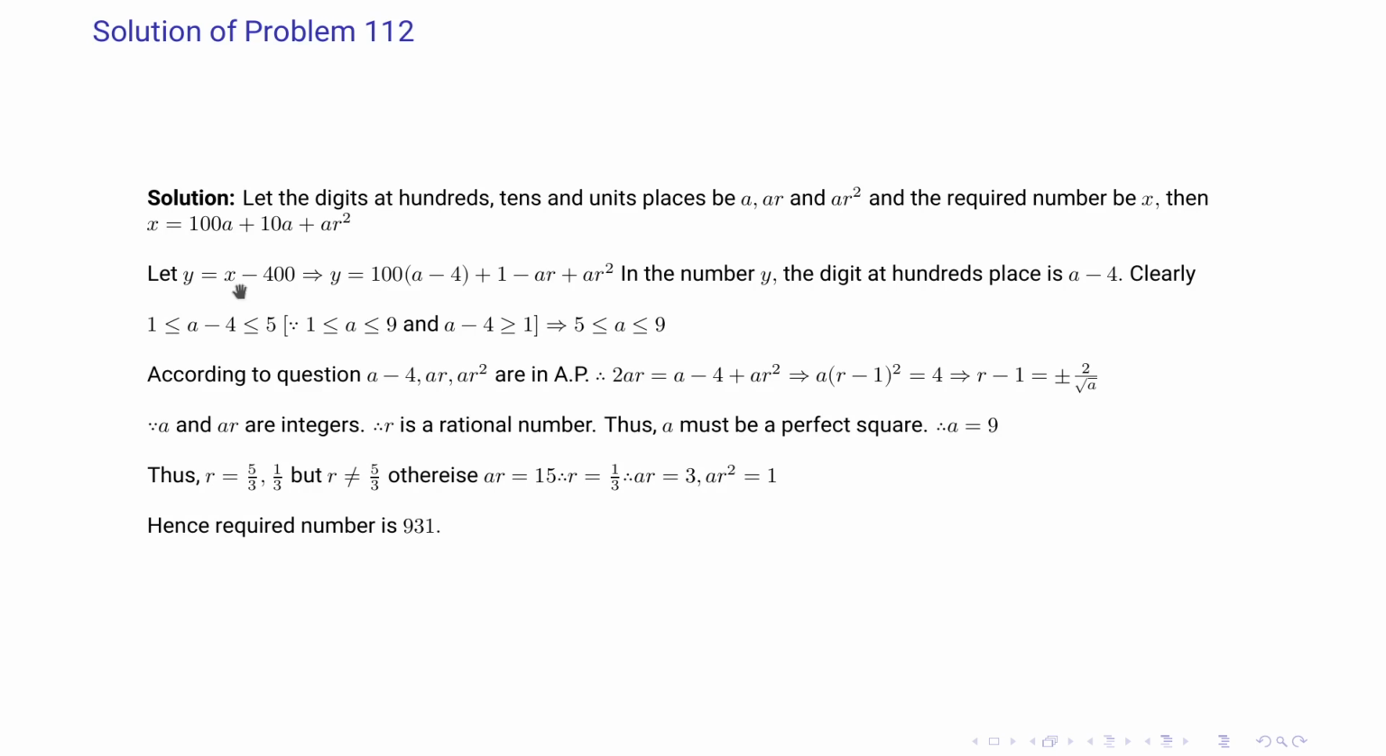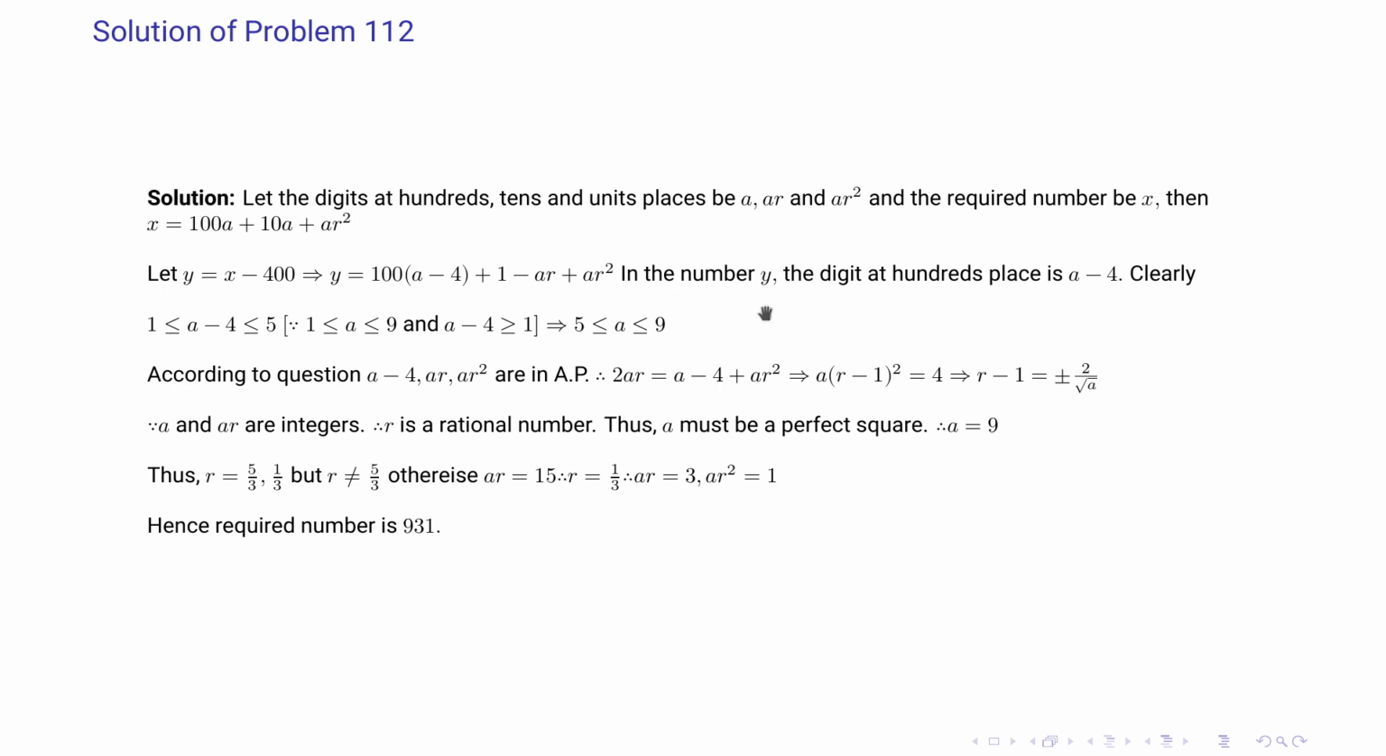Now it is given that if we subtract 400 from this, we obtain a number Y, which is equal to 100 into (A minus 4) plus 10 AR plus AR square. Oops, I wrote 1 minus AR earlier, it should be 10 AR plus AR square. Now, the digits of this number are in AP.